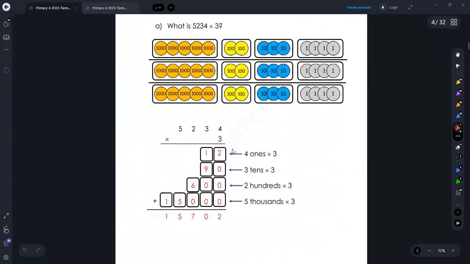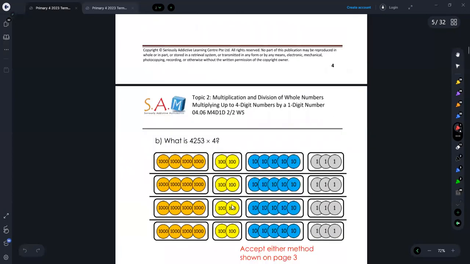So for example, this is another way of doing it in which they list out all the numbers. Here the regrouping is not done on the number itself, but they list it out. A bit more tedious, but it gets them to understand that this is actually 3 times 4 ones, or 4 ones times 3. And then this is 3 tens times 3, so you get 90. This is 2 hundreds times 3, you get 600. And this is 5 thousands times 3, you get 15,000. Then you add them up together, that's how you get the answer.